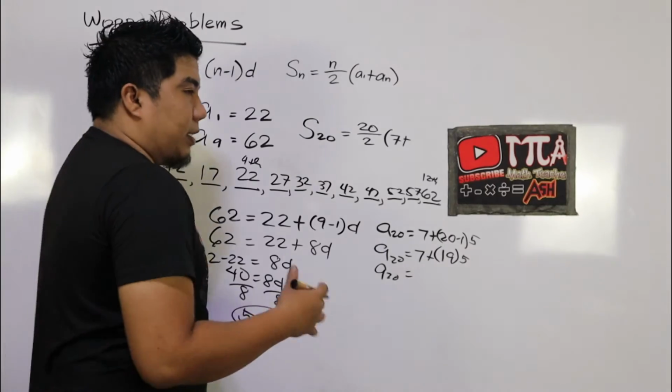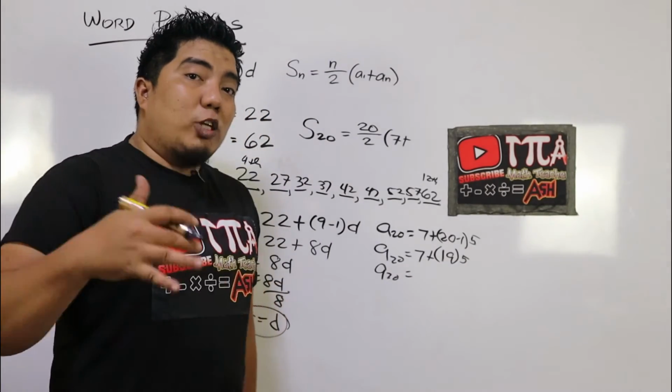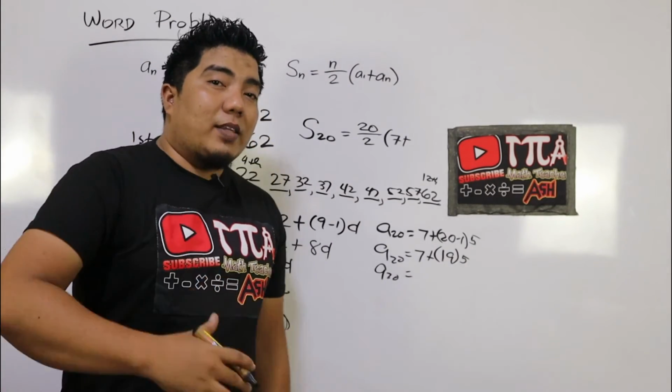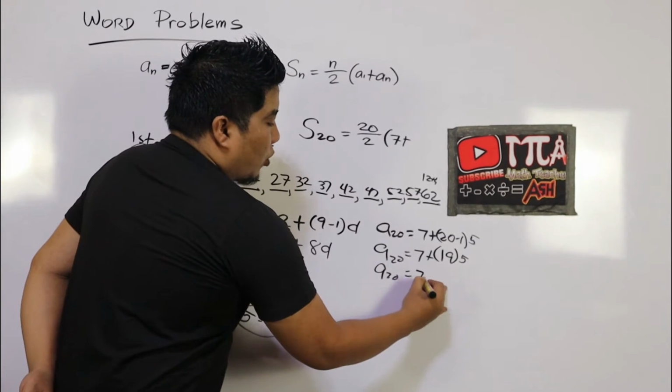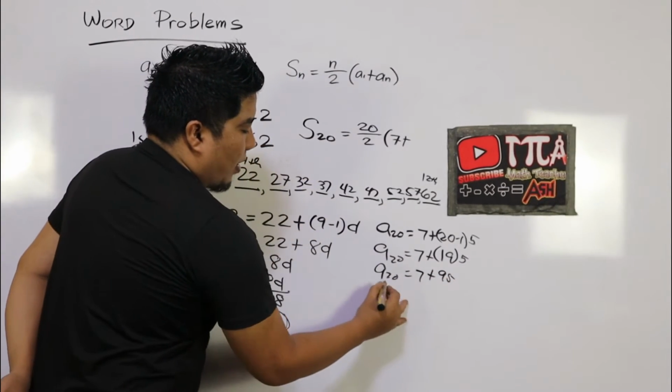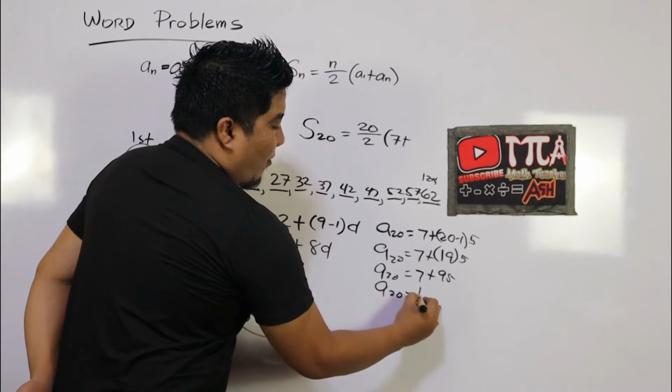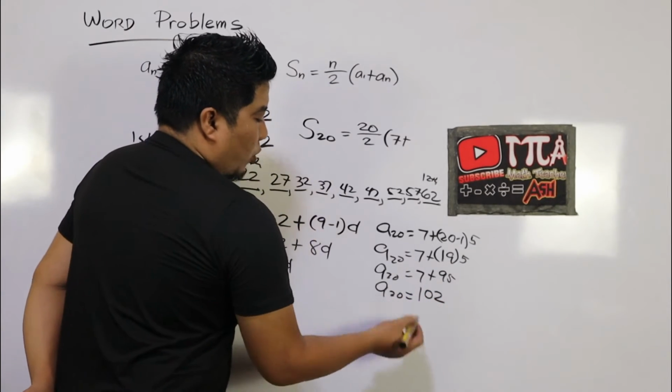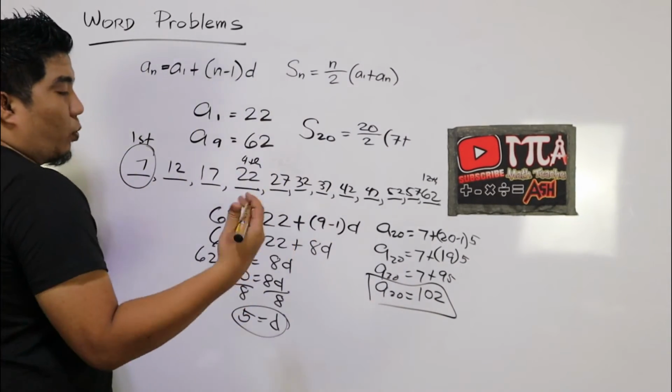19 times 5 is basically 20 times 5 minus 5. So 20 times 5 is 100, minus 5, that is 95. Adding 7 to it, we have 102. So therefore, our 20th term is 102.